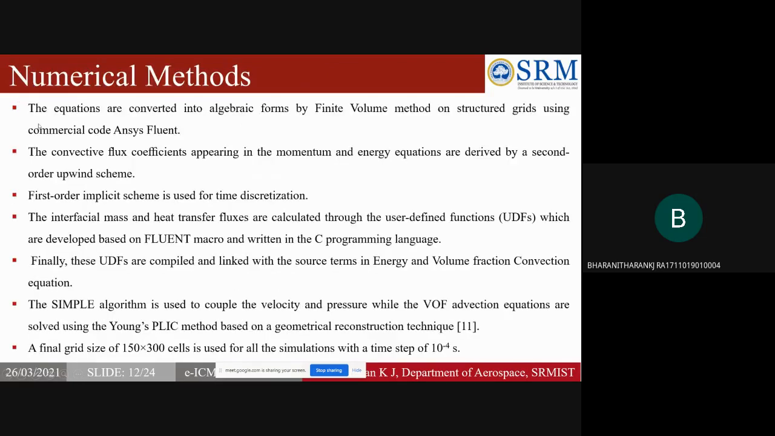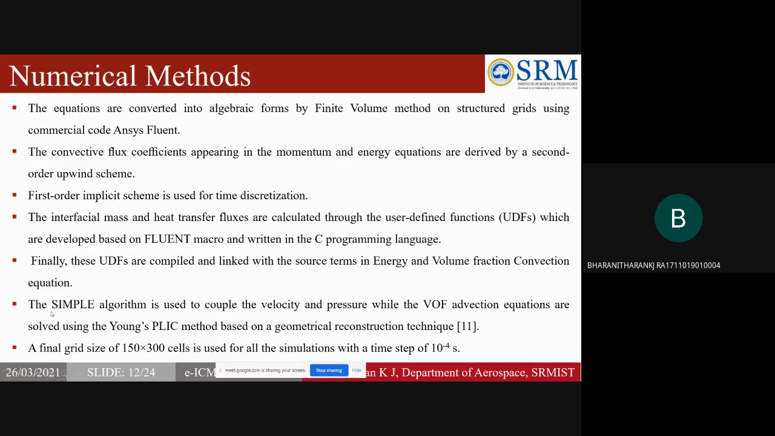And numerical methods: we used a finite volume method to discretize these equations on a structured grid with the commercial CFD code ANSYS Fluent. Convective flux coefficients appearing in the momentum and energy equations are derived with a second order upwind scheme, and a first order implicit scheme was used for time discretization. The interfacial mass fluxes and source terms are coded using C language with Fluent macros, and it is hooked into ANSYS Fluent.